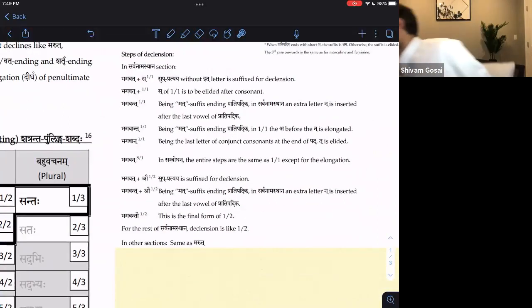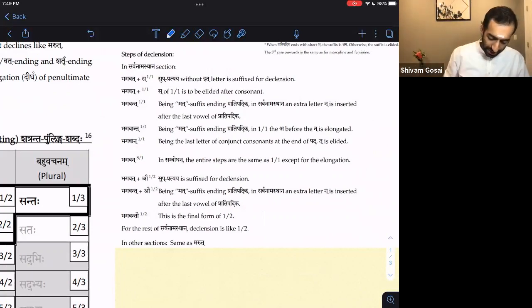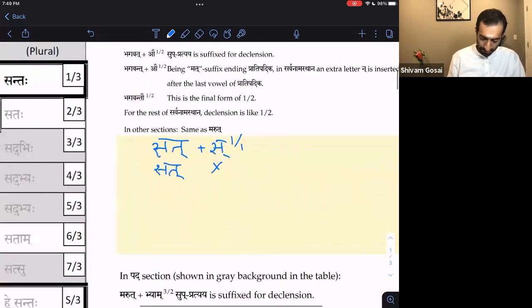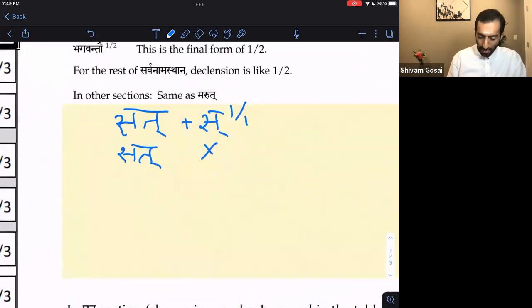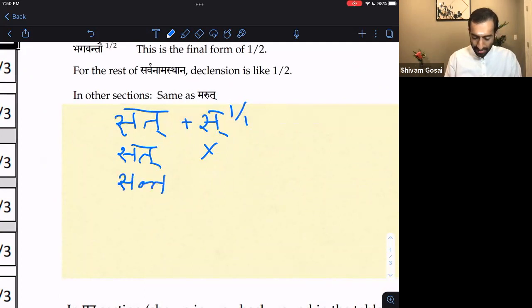And so now what we are doing is very similar. We see Sun. Okay. So first I have Sat. I add this Sakara for 1-1, which then gets removed. So I'm just left with Sat, right? Now, being in the similar section of Bhagavan, Bhagavat and Sat, I get the Nakara in the Sarvanamasthana. So then I get Sant.